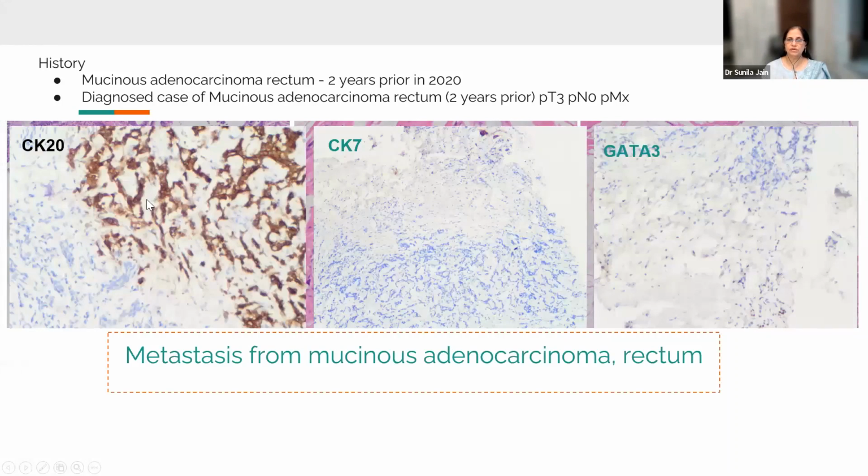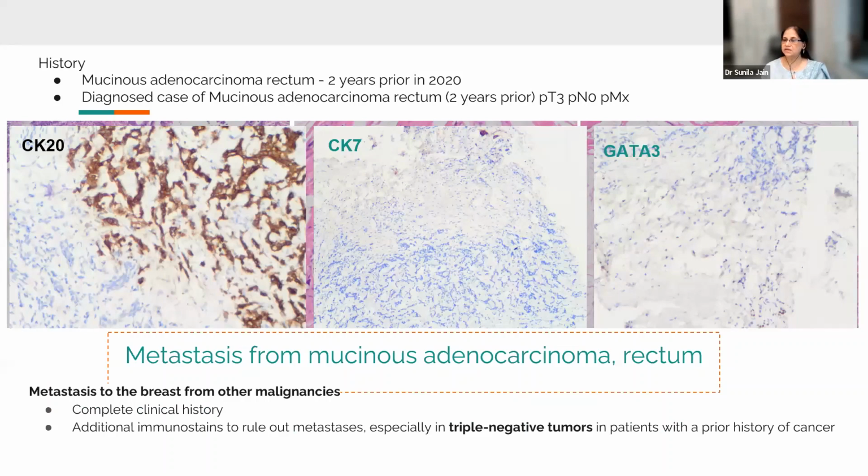A panel of immunohistochemistry was done: CK20 was positive, which is rarely seen in breast carcinoma. CK7 and GATA3 were all negative, confirming it to be a metastasis from mucinous adenocarcinoma. Metastasis to the breast from other malignancies should be kept in mind, although they are not that common. Complete clinical history should be taken where you are looking at a very unusual tumor, plus it is triple negative. If there is a known prior history of cancer, then we should rule this out by applying a panel.